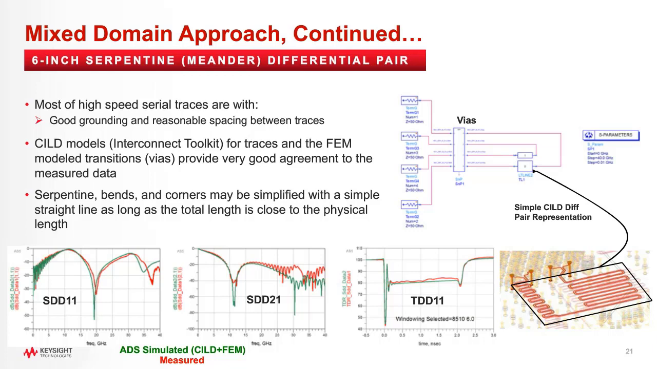We just saw the single-ended case. What about the differential pair? Yes, definitely. This approach also shows very good agreement up to 40 gigahertz for the differential case. Look at how the serpentine 6-inch long line was modeled. It was simply modeled as a straight single transmission line, but it still shows very good agreement.